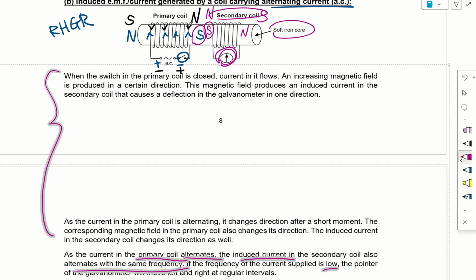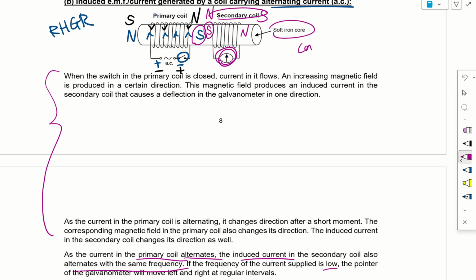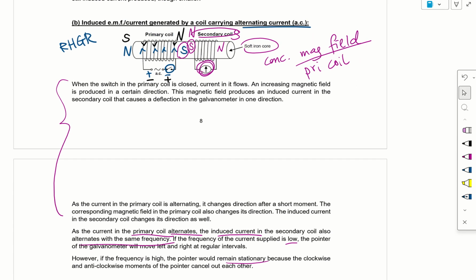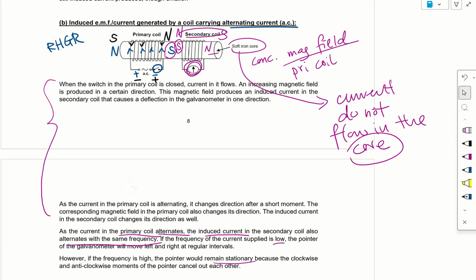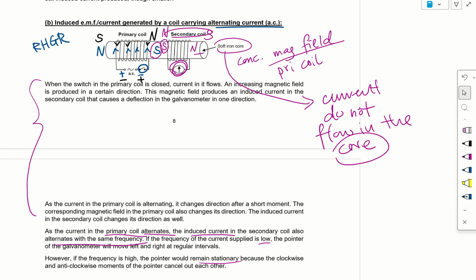Okay, so what's the purpose of the soft iron core? It is to concentrate the magnetic field produced by the current in the primary coil. Okay, concentrate the magnetic field. And please take note that the current does not flow in the core. It is the magnetic field that is moving in the core, right?